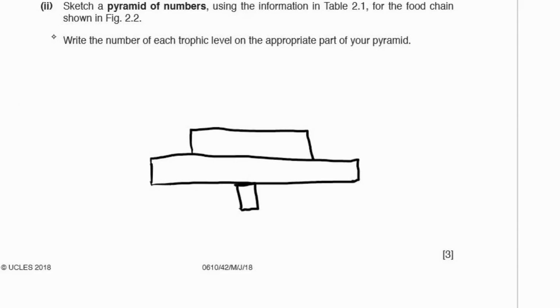And the second part of this section, write the number of each trophic level in the appropriate part of the pyramid. So they're saying that the lowest, the producers, would be a 1. Then the primary consumers would be a 2, and secondary consumers would be a 3. All right, so that's all you have to do for this question.